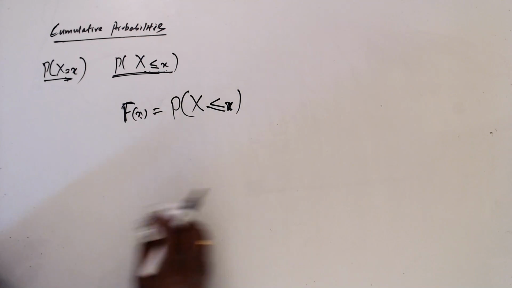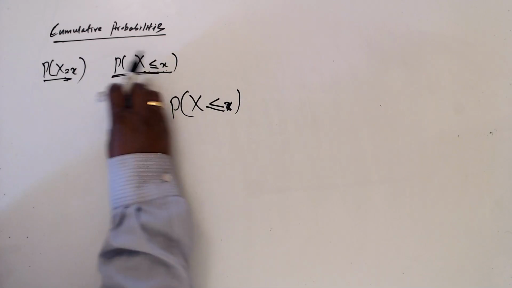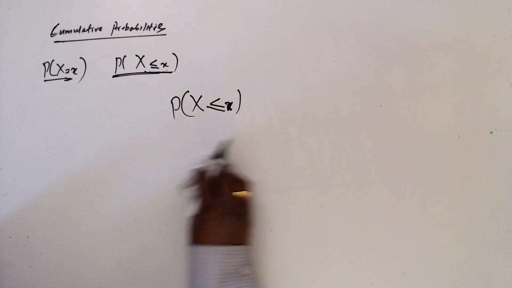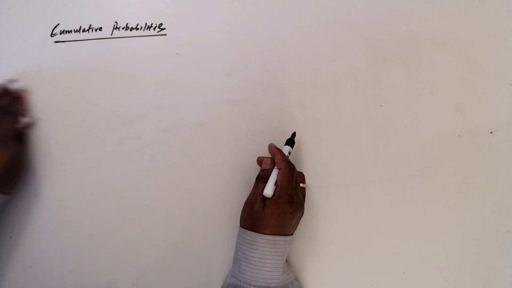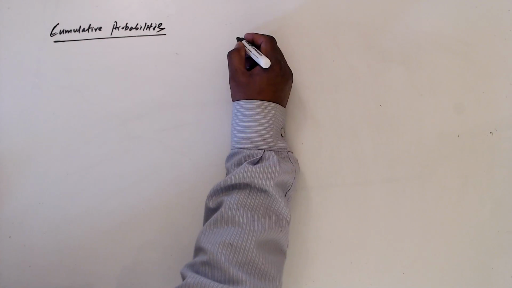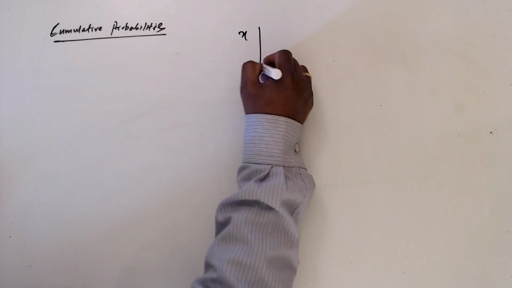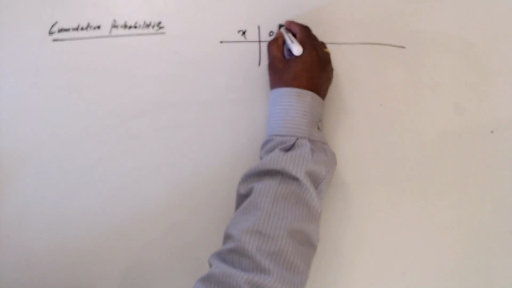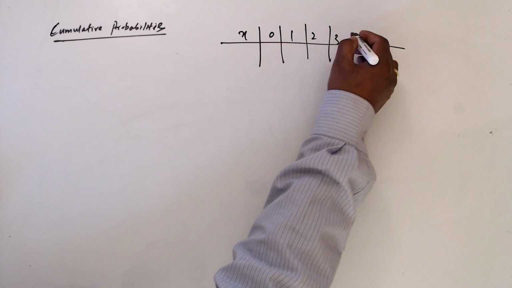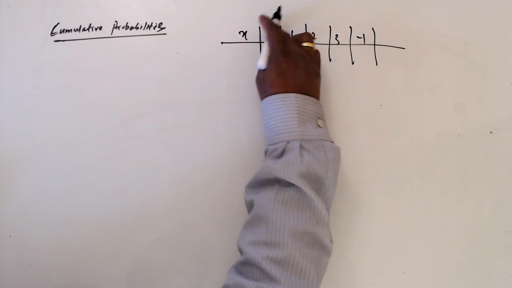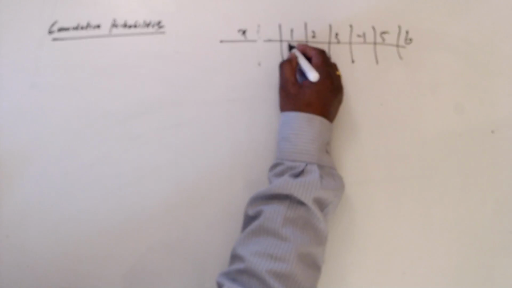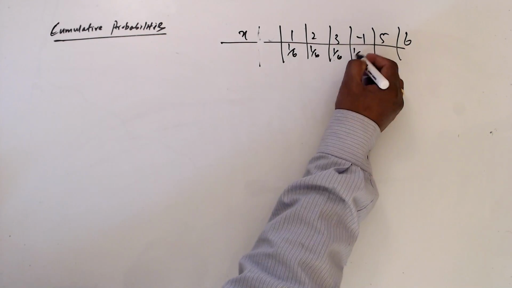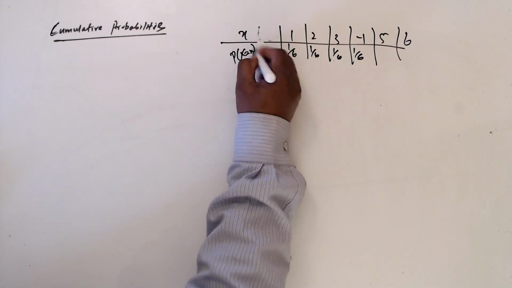We'll discuss this further, or you can keep this one. What is the cumulative probability function? This is the function, and this is the probability mass function. Now when you roll a die, we have the options 1, 2, 3, 4, 5, and 6. Getting 1 is 1 over 6, 1 over 6, 1 over 6. So this is the probability mass function.